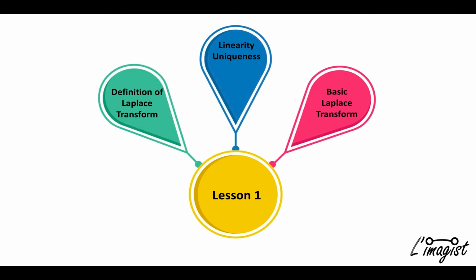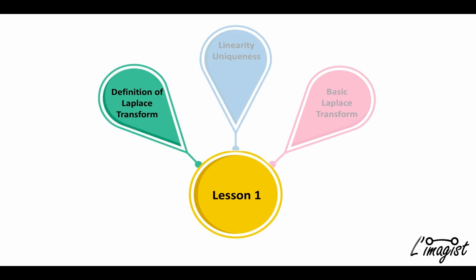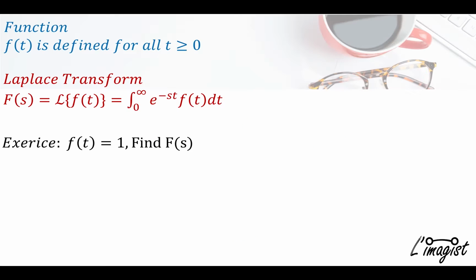So today we will look at the definition of Laplace transform, linearity and uniqueness of Laplace transform, and in the end we'll go through basic Laplace transforms. So the first one, definition of Laplace transform. If we have a function f of t and it's defined for all t bigger than 0, then the Laplace transform is just capital F of s, and the cursive L also represents the Laplace transform, right?